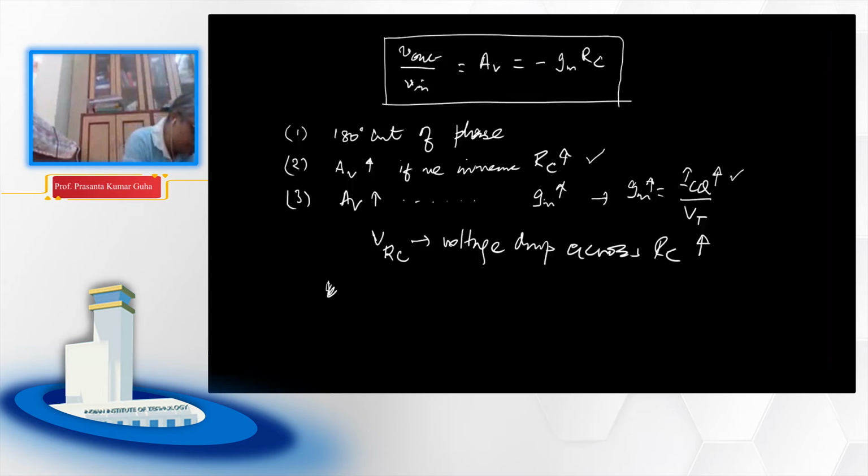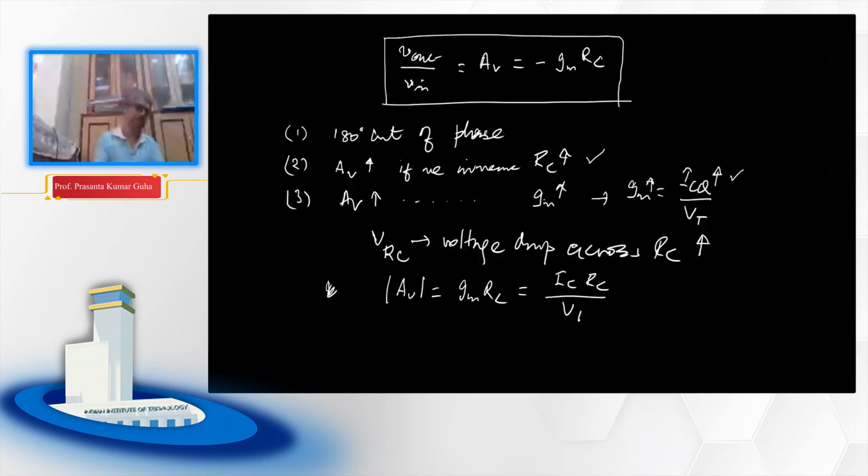If we just jot down whatever we have discussed so far, if we just bother about the amplitude, we can write so that's RC over VT. So that's basically VRC, that is the voltage drop across RC, over your gain. But you can't really increase your ICQ or RC infinitely. You can't do that, right? Because that will be limited.